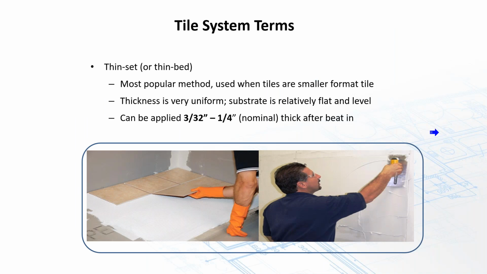Tile systems, we're going to talk about thin set mortar. Typically one of the most common mortars out there, it is applied from 3/32 of an inch to 1/4 of an inch thickness after it's been beat in. So this is a standard, could be modified, non-modified, or improved mortar, but applied in a thin set manner using a gauge trowel so that we get a nice consistent bedding of that material.